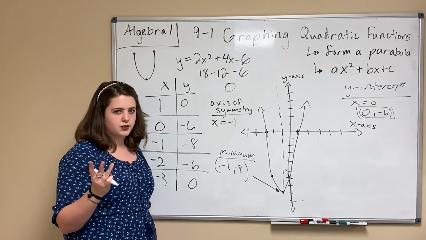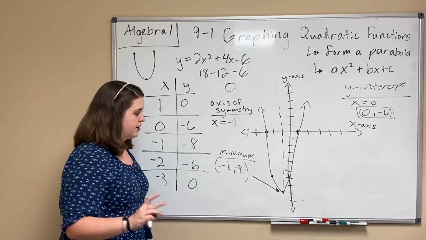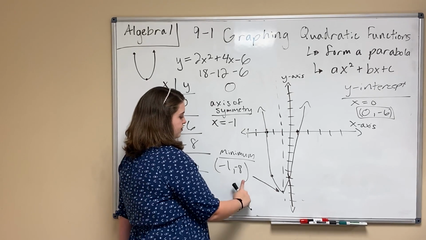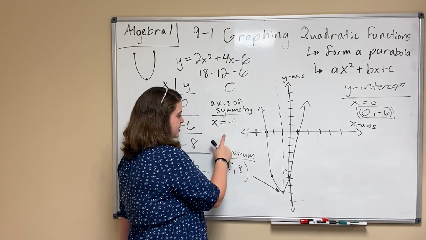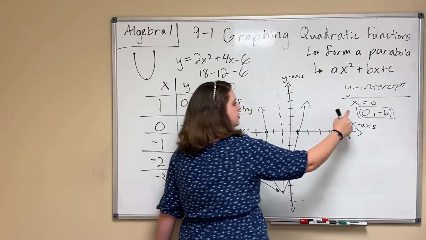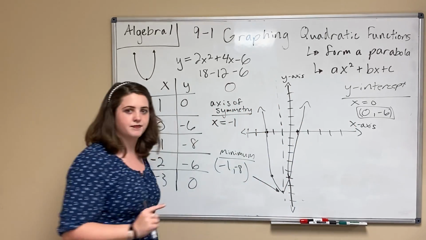And those are the three things that you'll need to be able to find on your graph: the lowest point, -1, -8, the axis of symmetry, and the y-intercept. Good.